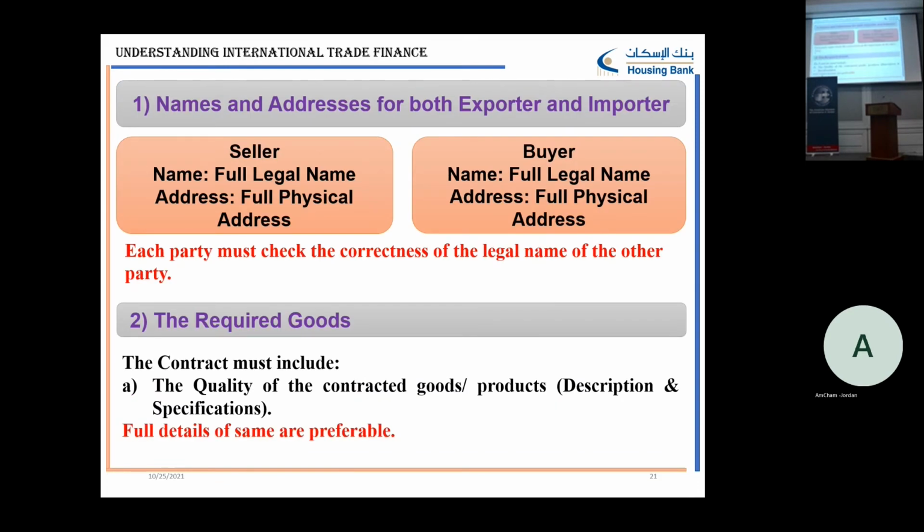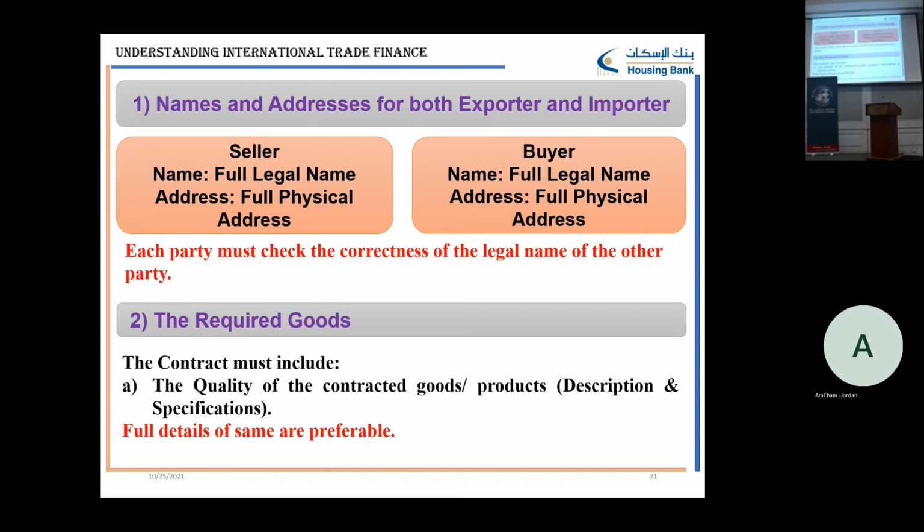The names: the seller and exporter must insert their legal names and legal addresses actually. How can each party check the correctness of the legal name of the counterparty? I can check the legal name from the Chamber of Commerce, the commercial representative, my bank may help me, but the legal names of both exporter and importer are very important to be inserted in full in the contract of sale. Their addresses as well.